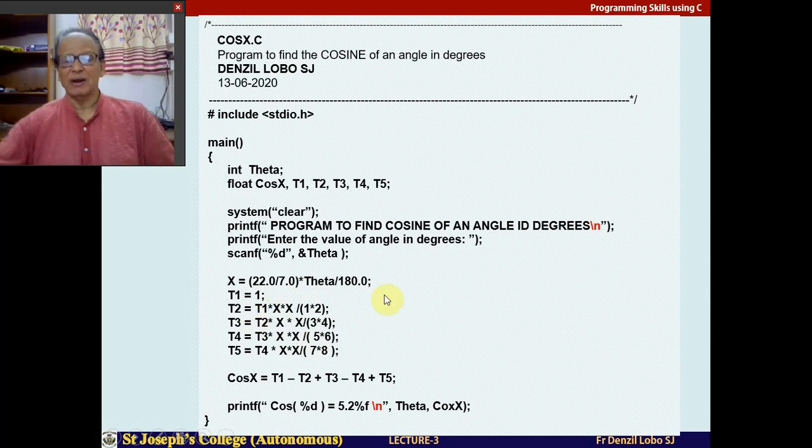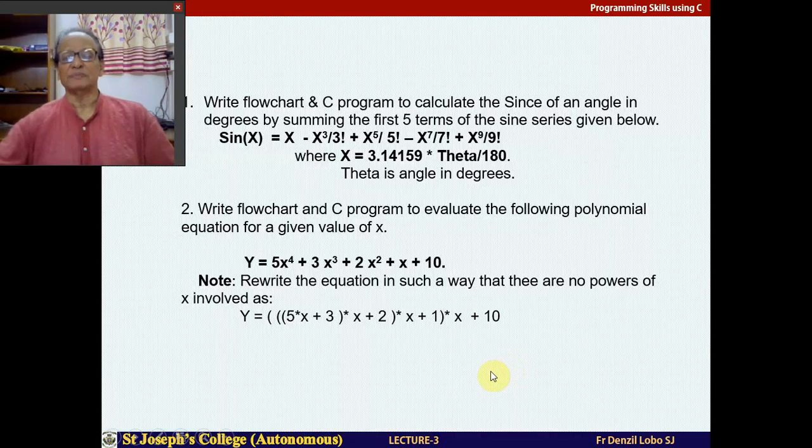So here we have done all this, and cos x is found out, and cos of percentage d, because I want that number. Suppose you have entered theta as 45, it has to appear here. Or if you have entered theta as 0, immediately 0 has to come there. There's a mistake again. You can make it into 5.4 percentage f, let there be 4 decimals. So you convert this into 5.4, that means 4 decimals will be there. So this is the program you have written.